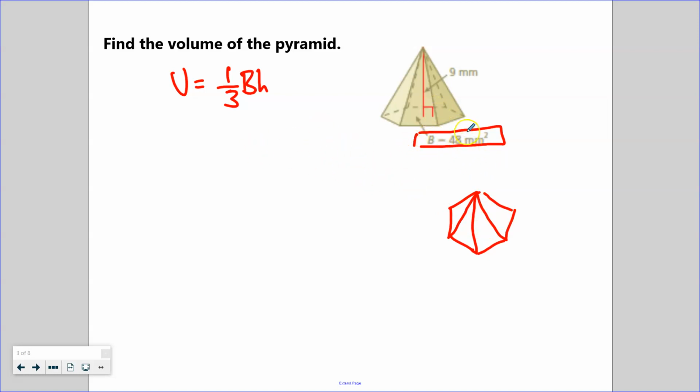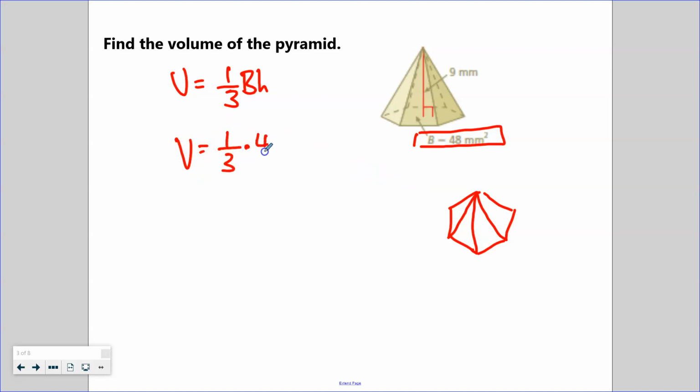So they gave us the big base, the big B, right? The area of the base, right? So we don't have to do anything to figure that out. Sometimes we will, sometimes we won't, but it will give it to you if it's not a regular square or rectangular or triangular base, right? And so we're going to go ahead and plug this in.